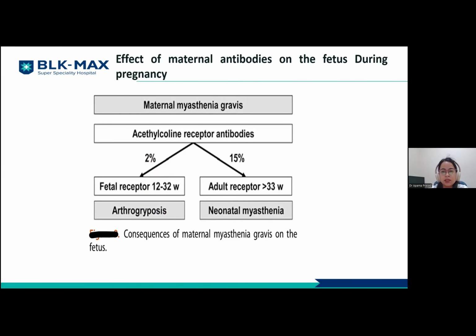So, the effect of maternal antibodies on the fetus during pregnancy. There are two types of receptors, fetal receptors and adult receptors. In 2% of cases, the acetylcholine receptor antibodies appear before 32 weeks of gestation, which we call fetal receptors. In that case, the presentation will be arthrogryposis multiplex congenita. If they are adult type receptors, with presentation after 33 weeks, the presentation will be neonatal myasthenia gravis.